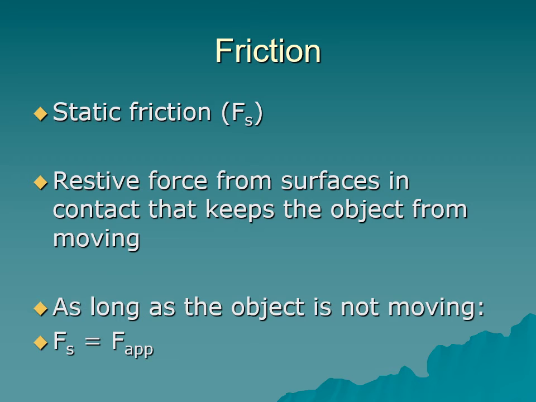Friction. Friction, of course, is a resistant force to motion, and it's a result of objects coming in contact with each other, so it's a contact force. With that, there are two ways that we can look at friction generally. One is static friction.